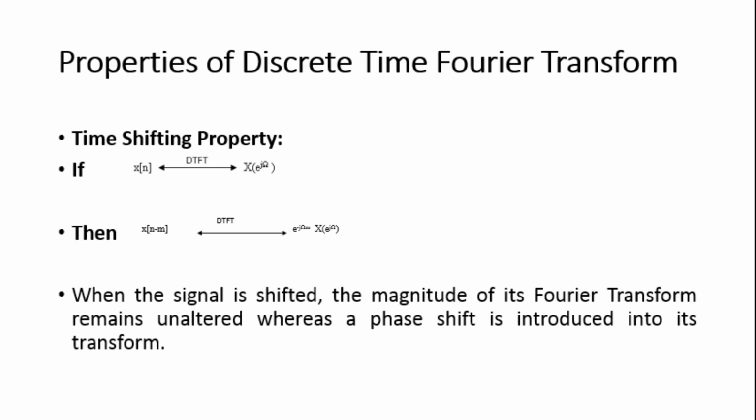The next property is the time shifting property. If we take the discrete time Fourier transform of x of n, we get X of e power j omega. Then if we take the discrete time Fourier transform of x of n minus m, we get e power minus j omega m into X of e power j omega. When the signal is shifted, the magnitude of its Fourier transform remains unaltered, whereas a phase shift is introduced into its transform.